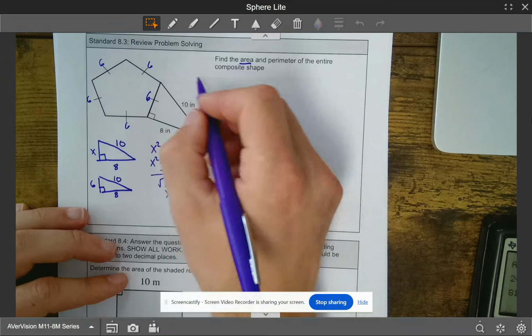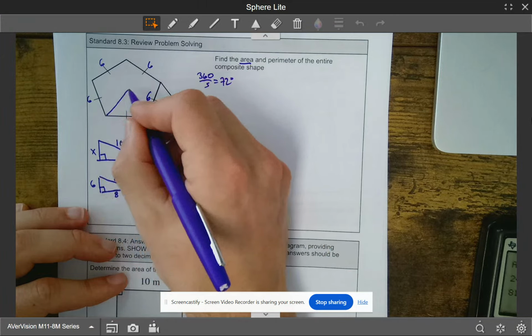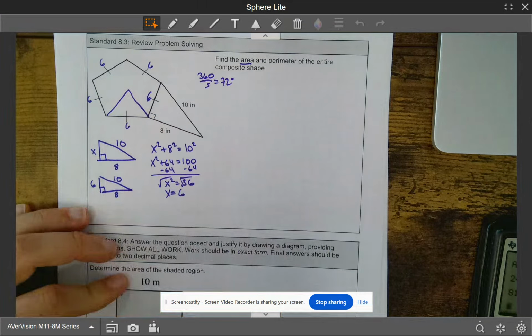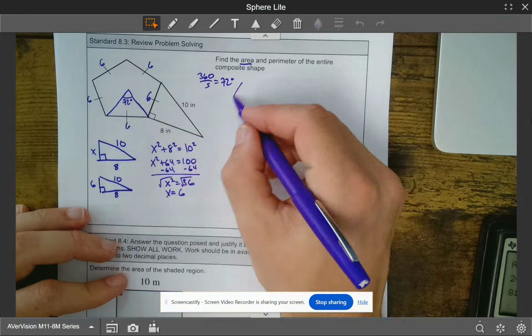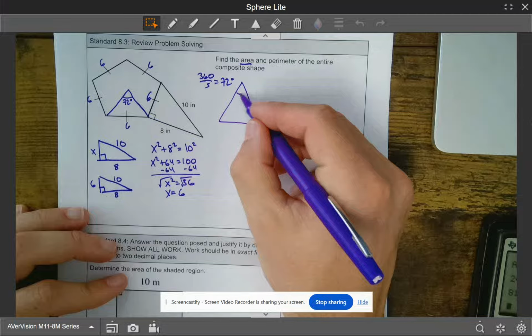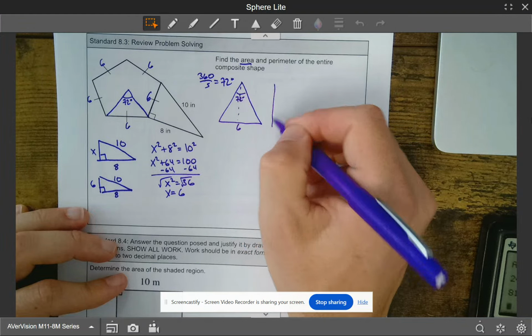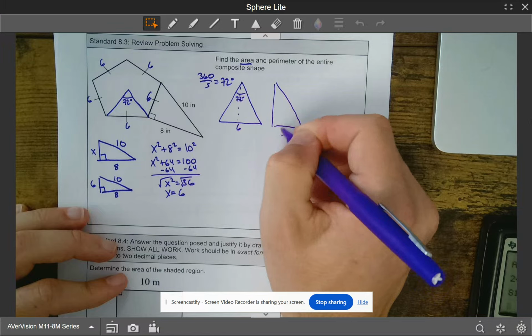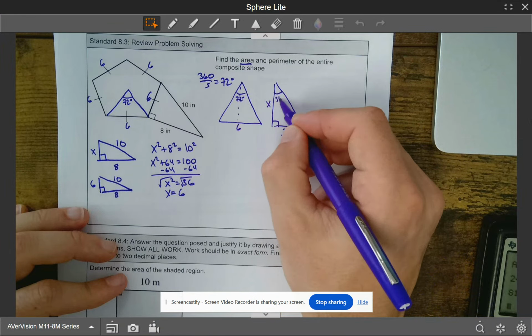So 360 divided by 5 is 72 degrees. We're going to use the same process we used in that previous golden standard. Make the isosceles triangle. 72. We know the side length is 6. We are looking for, now it's 3 because it's half. We're looking for this height because we want to find the area.